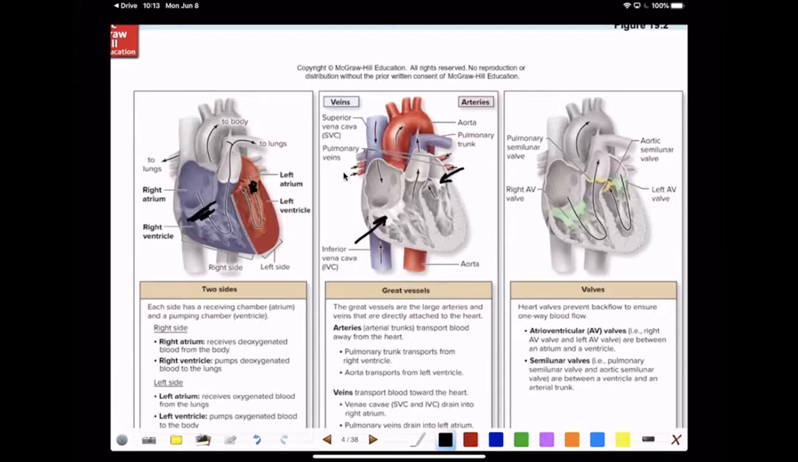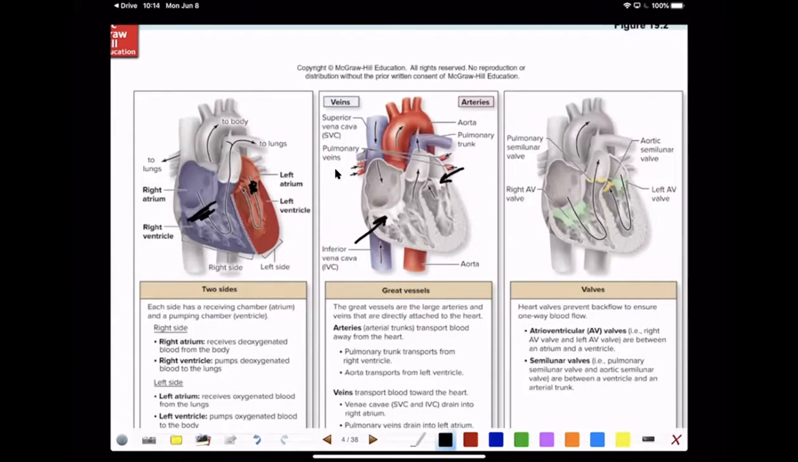As you play around with Visible Body, you will see that we also call them bicuspid and tricuspid valves, or there are some other names there as well, but you'll get familiar with that as you practice with Visible Body, okay? So that's that.